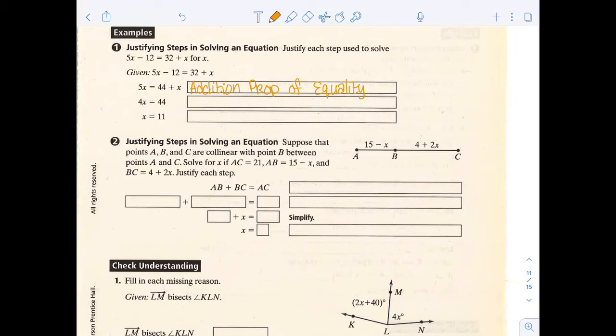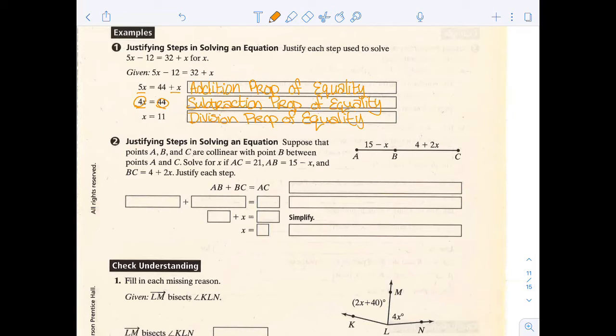Then they subtracted this x over to the other side. So now we have 4x, so that's the subtraction property of equality. Then finally they divided by 4 to get 11, so that's the division property of equality. So when you're solving equations, you can justify every step with a property of equality.